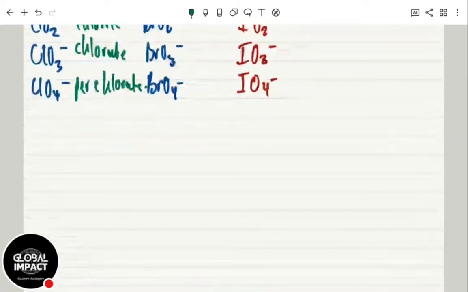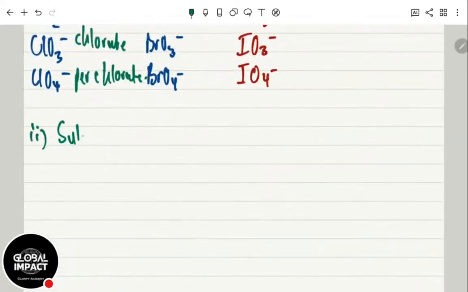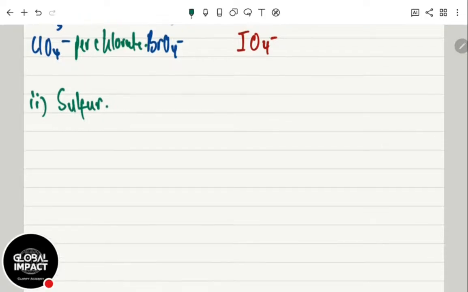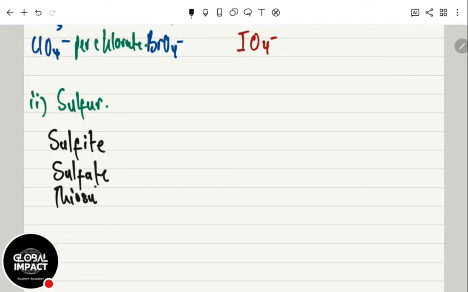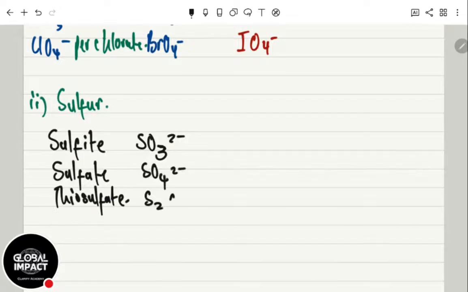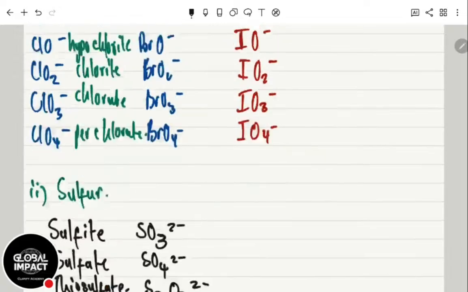Now, do I end here? No. You do the second one, which is an oxo anion you gotta know: sulfur. And who comes for sulfur? You should remember it; we were practicing it yesterday. For sulfur, you have sulfite, then sulfate, then thiosulfate. For sulfur you don't have a hyposulfite or a persulfate, you only have sulfite and sulfate, and then thiosulfate. So it is SO3 2 minus, then SO4 2 minus, then S2O3 2 minus. For sulfur, it's all 2 minus.